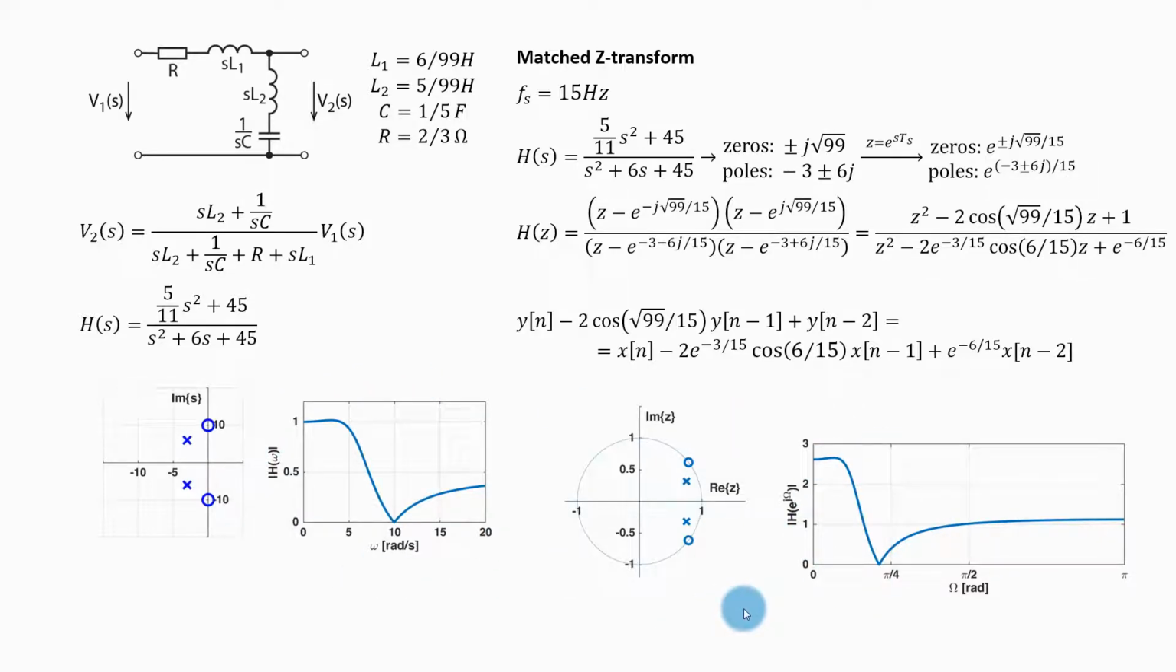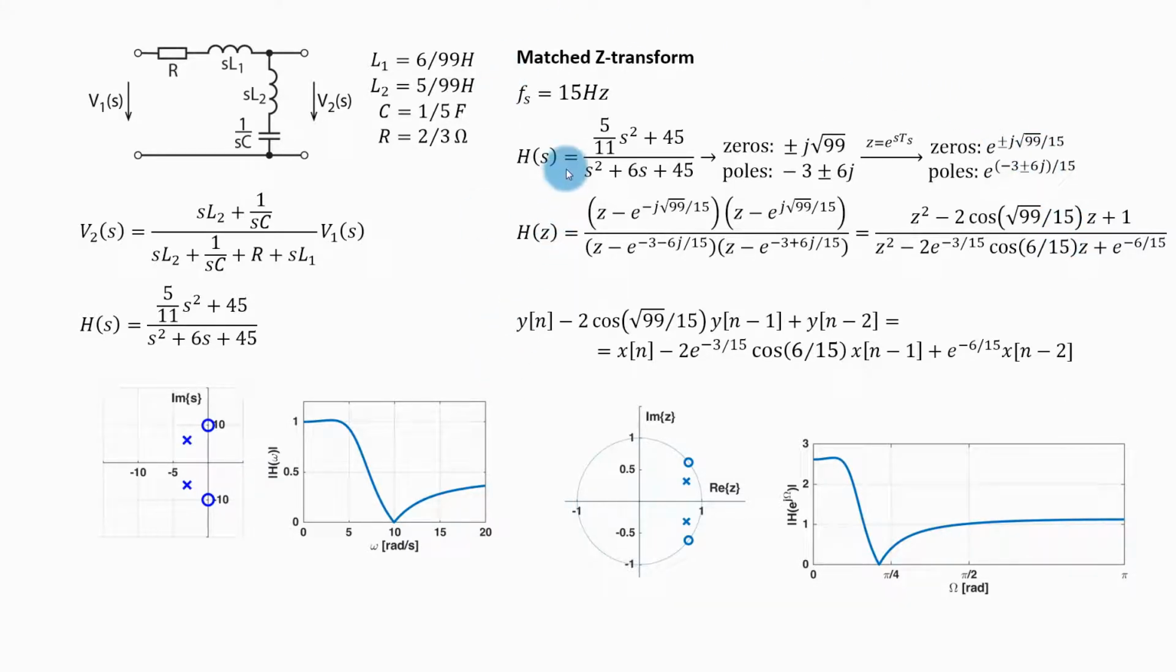However, I have to note that for more complex transfer functions, the bilinear transform will preserve the shape of the frequency characteristic more precisely. So when you want to preserve the shape of the frequency characteristic, the bilinear transform is usually the transform of choice. And this is how you do discretization using the matched z-transform.